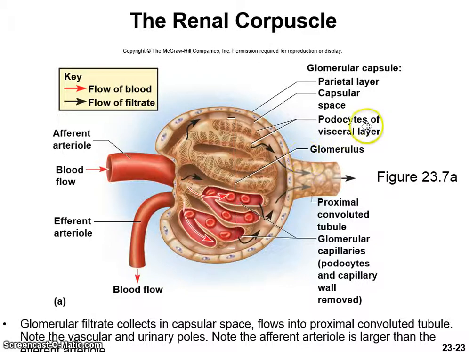Then we have the capillary bed, which is right here, and it's called the glomerulus. So we have podocytes of the visceral layer. Podocytes make up the second layer, which are cells with little projections that have little slits. Those slits are going to dictate how much of the stuff is going to be able to pass through.